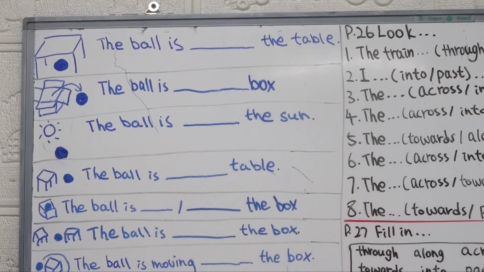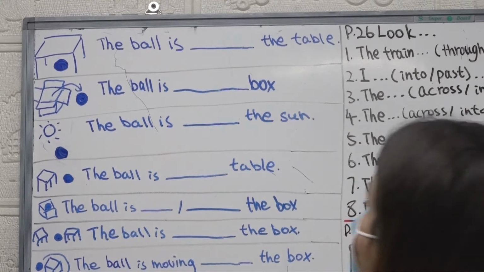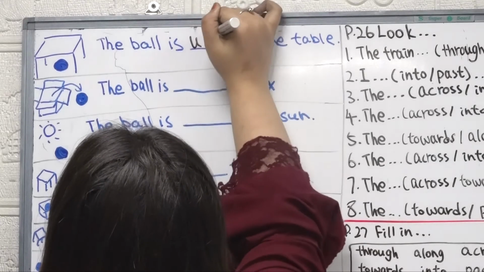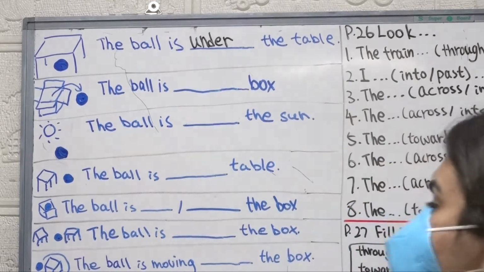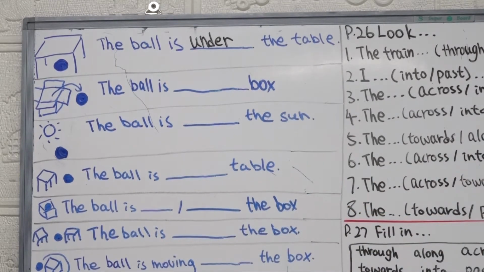So, number one. Number one is easy, right? Where is the ball? Which preposition do we use for this? The ball is, basically, under the table, right? Very easy. So the preposition we use here is under. The ball is under the table.